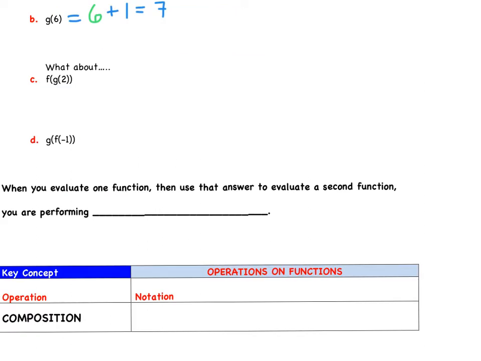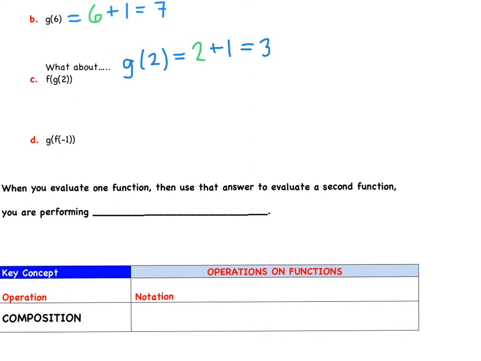So what if I have f of g of 2? Just like with our order of operations, we're going to work from the inside out here. The first thing I want to ask myself is, what's g of 2 equal to? From above, I know the procedure for this now. So g of 2, I'm going to substitute 2 in for x. So 2 plus 1, I find that g of 2 equals 3.